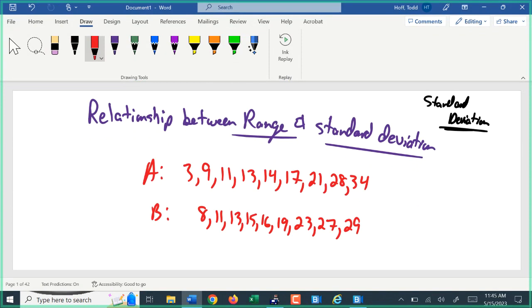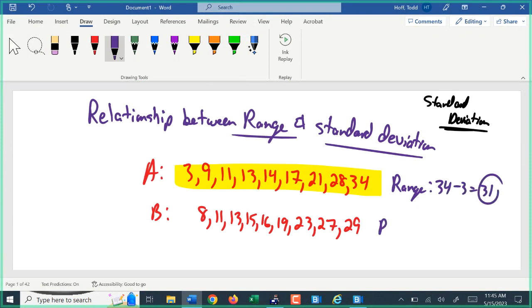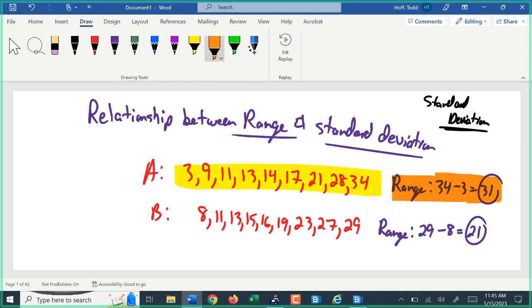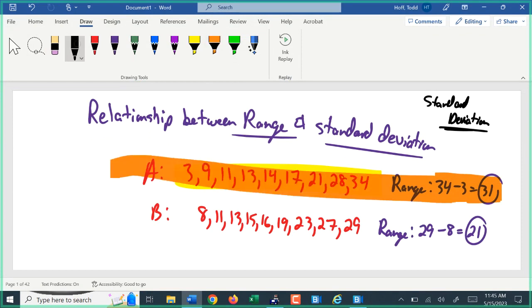Well, both of these, I believe they have the same amount of numbers. There might be one more in data set B. But you can very quickly see that data set A has a bigger range. The range there would be 34 minus 3, which is 31. Data set B has a range that's 29 minus 8, or 21. So since data set A has a significantly larger range, and they have the same number of items in them, we can very quickly conclude that data set A also has the larger standard deviation.